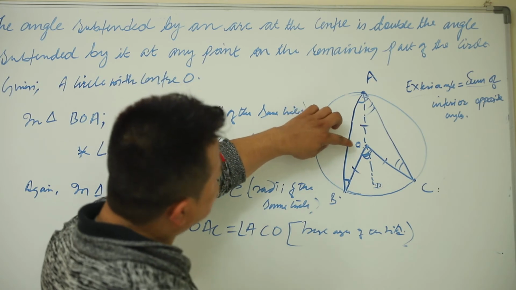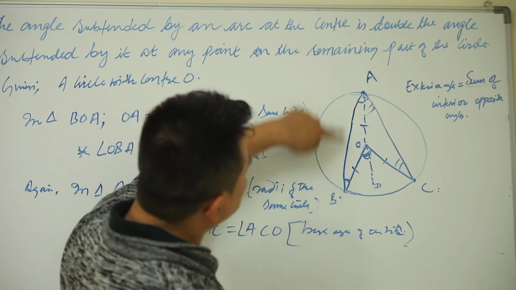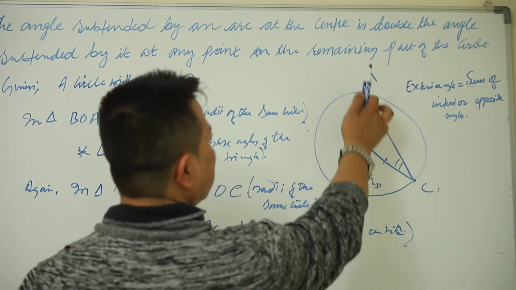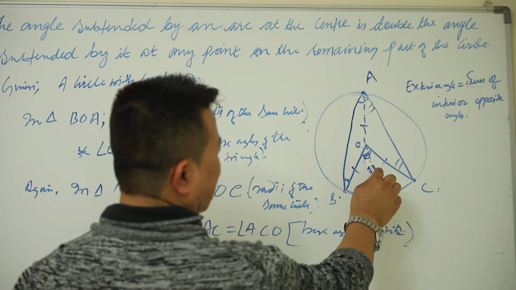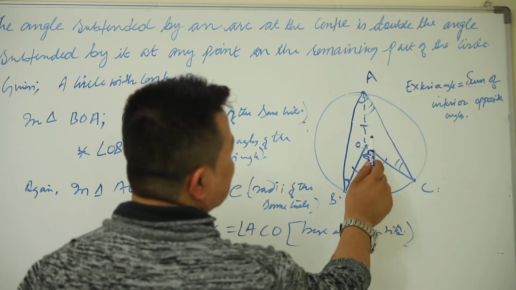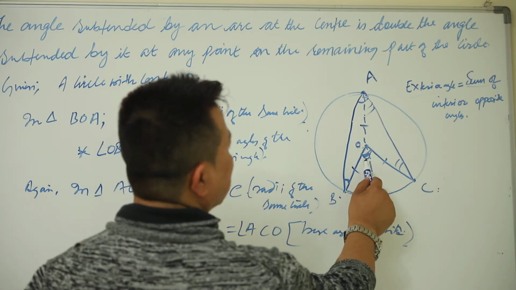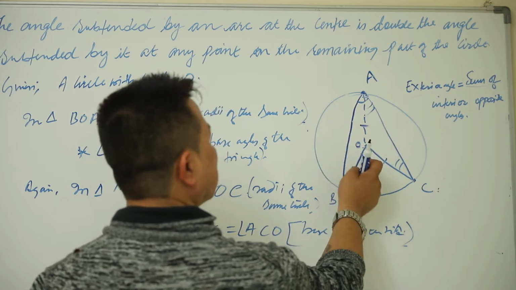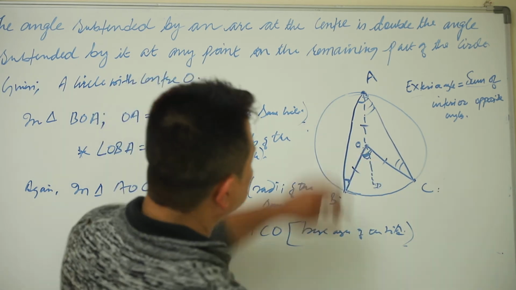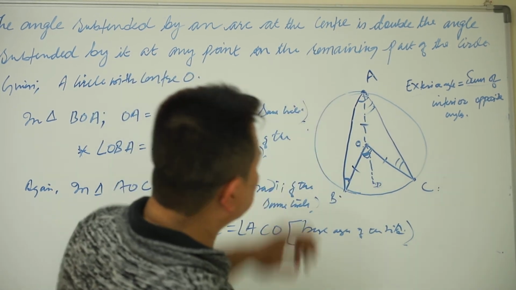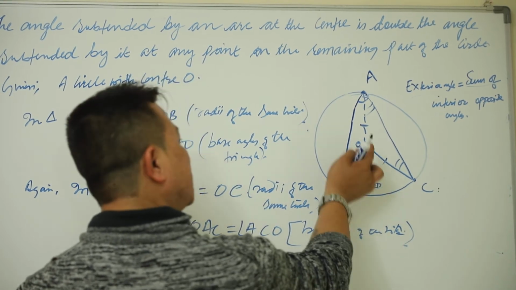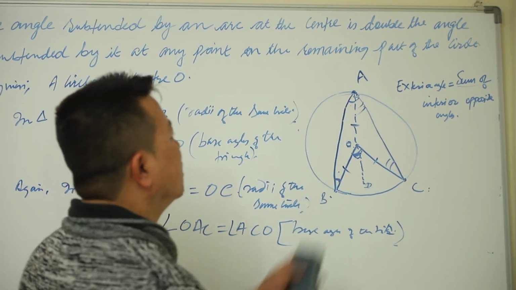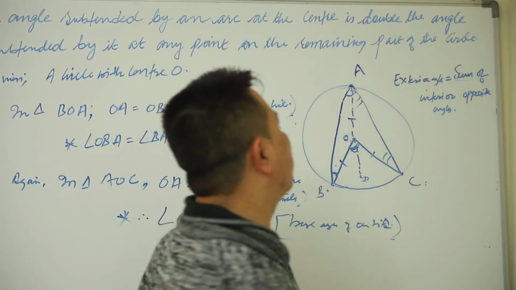Now in this triangle BAO, this is the exterior angle. So how do you find it? Exterior angle is equal to the sum of interior opposite angles. What are the two interior opposite angles? Opposite to this exterior angle, there are two interior angles, this angle and this angle. So using this formula, exterior angle is equal to the sum of interior opposite angles, you can write.